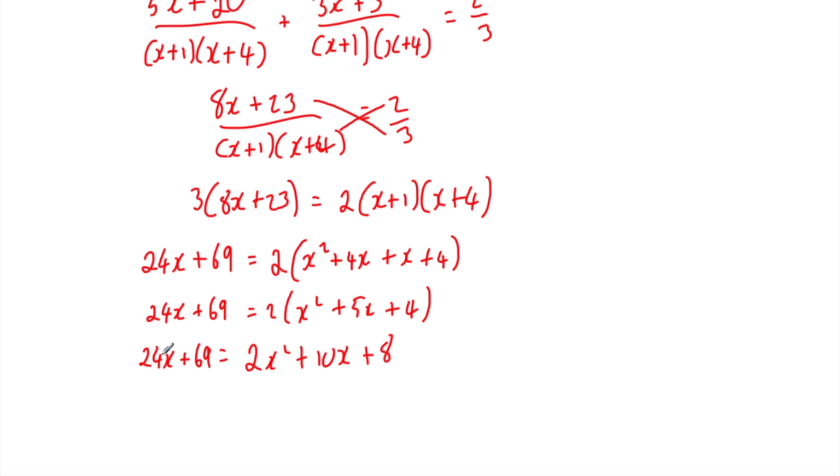Let's make this left-hand side of the equation 0. So let's take away 24x from both sides and take away 69 from both sides of the equation. So we're going to get 0 on the left-hand side here. And then the right-hand side, if we take away 24x and 69, well, the 2x squared will stay the same.